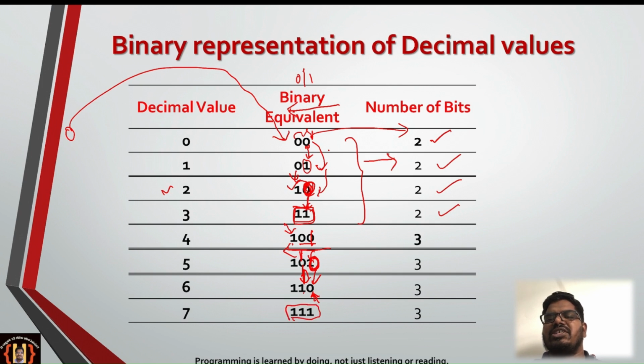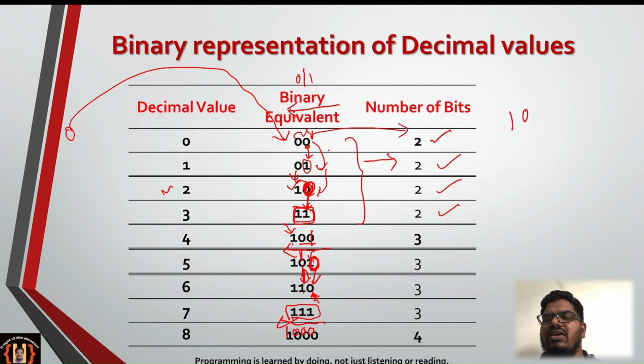So now what is the next position? To represent 8, I need to increase 1 more bit and make all the right hand side bits 0. So this is 8 equivalent. Right? Now if I want to represent 9, how can I do it? Start from the right hand side and keep changing. 9 means what? 1 0 0 is 8, 1 0 1 is 9.